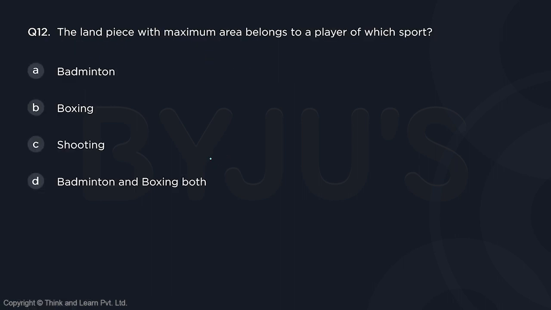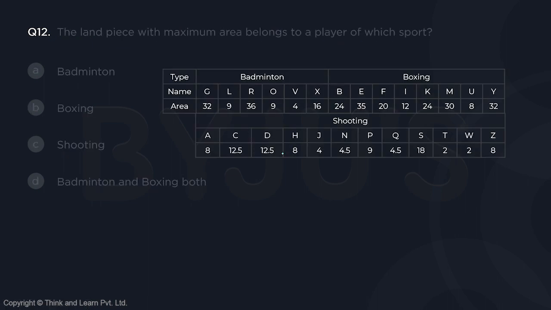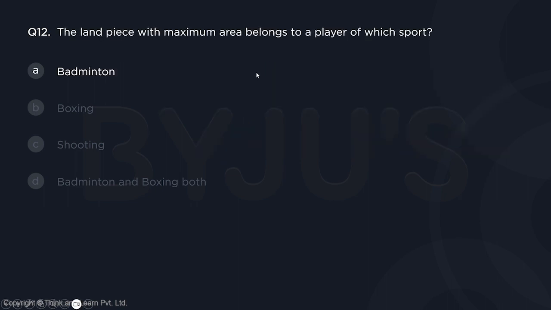Now, question number 12 says: the land piece with maximum area belongs to a player of which sport? So, which is the maximum area? The maximum area I see is 36 here. Is there anyone above 36? No. So, a badminton player has the maximum area. So, my answer is option A.